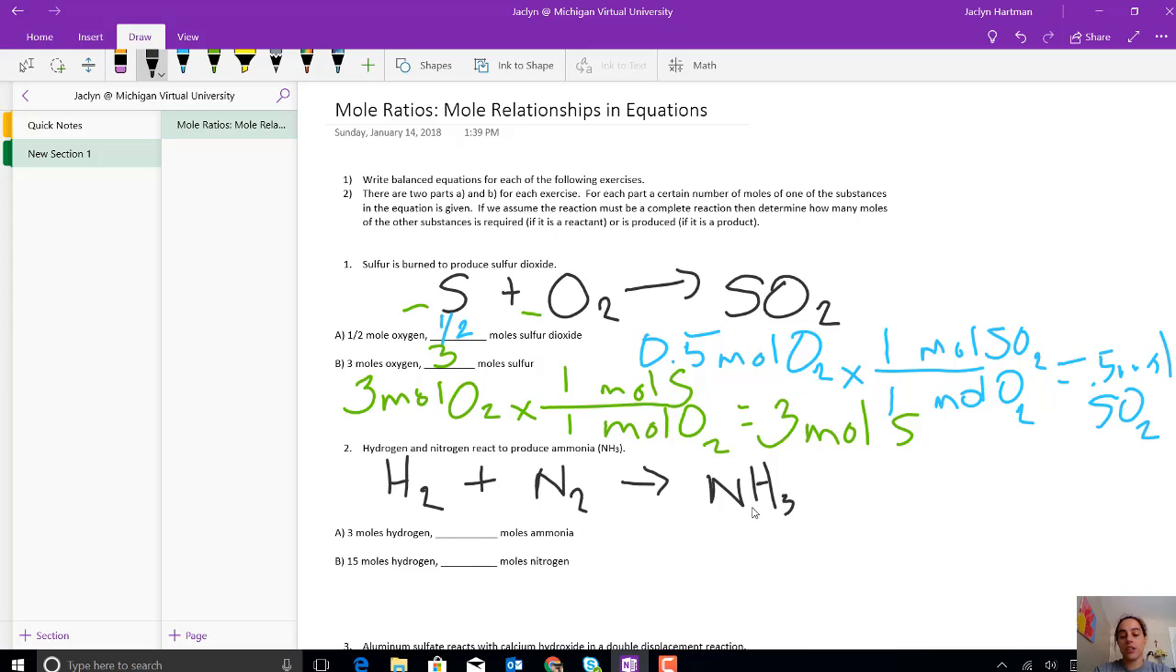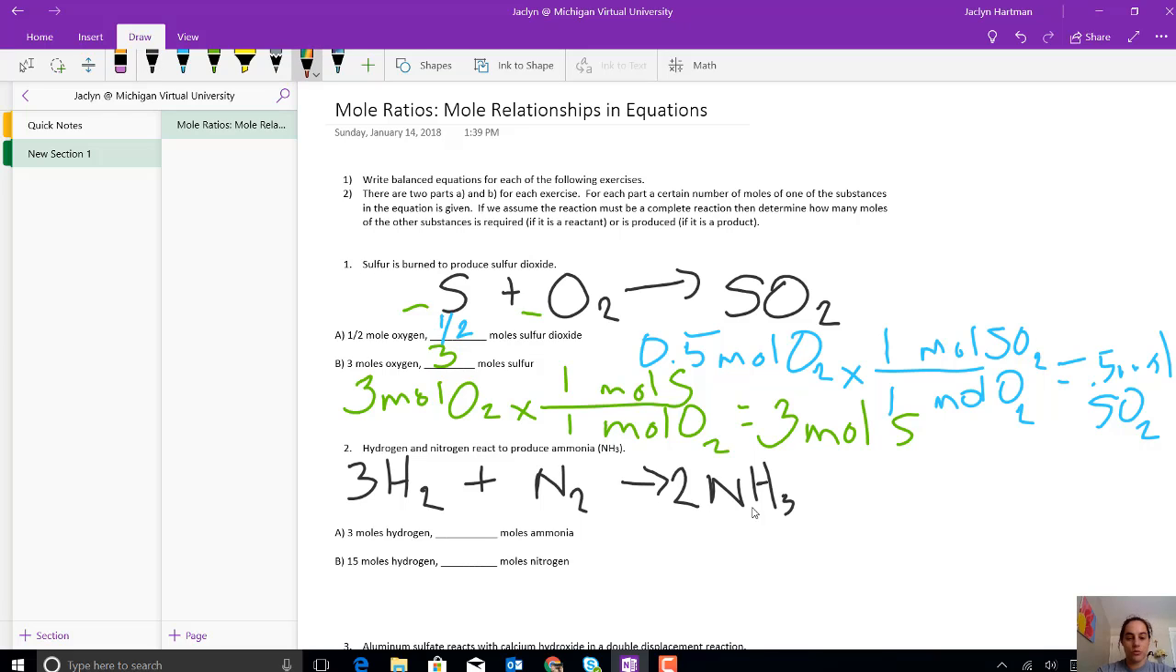So there are 2 nitrogens on the left, and there's only 1 on the right, so I need to put a coefficient of 2 out front. And now I've got 2 hydrogens on the left, and then I take this coefficient of 2 times 3 hydrogens in the chemical formula, which gives me a total of 6. So that means I need a coefficient of 3 out front here. So now I have my new ratios, okay?